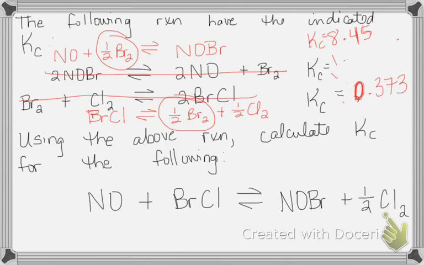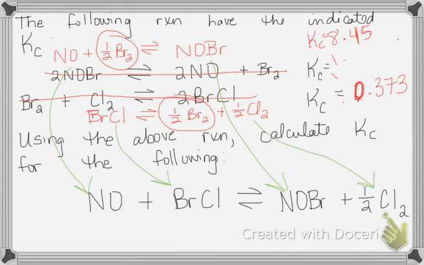Now we're on the overall reaction. Do you see that the half of a bromine, those are the only thing that's gonna cancel out? What do I have left? What I want it to be. There's the NO. There's the BrCl. There's the NOBr. And there's the half of chlorine. Now you get to multiply the Kc.